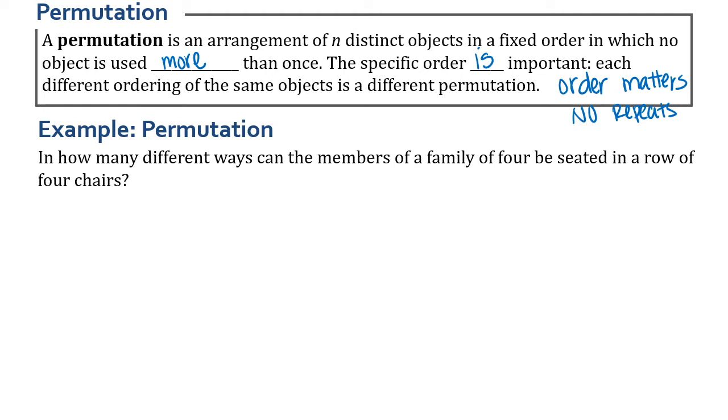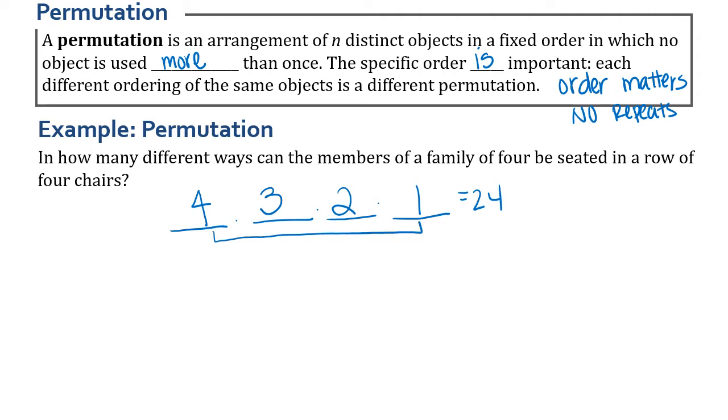So if I had, for each chair, 1, 2, 3, 4. So there's 4 chairs. So there's 4 different people for me to choose to plop in that first chair. Now there's only 3 people left for me to choose from to plop in that second chair. Now that 2 people have been sat, there's only 2 left, and then the last person is stuck with that last chair. So when I multiply this all together, I get 24. And notice that this is equivalent to 4 factorial.